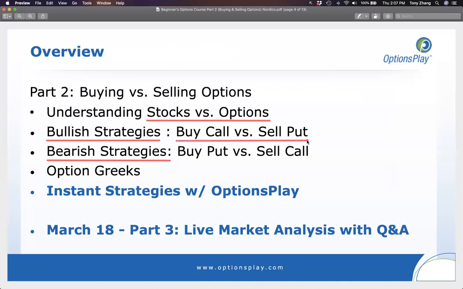So it's really important that we explore the differences between the two so that you understand when you should deploy one or the other. Same thing for bearish: buying a put versus selling a call are quite different from each other, even though they are both considered bearish strategies. So we want to make sure that we cover that for you. And then we want to go through some examples if possible, using options play to show you some real symbols.